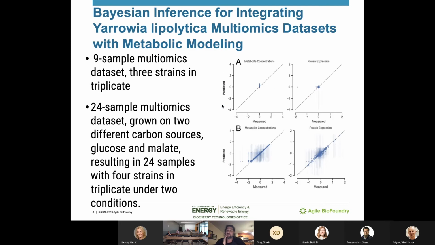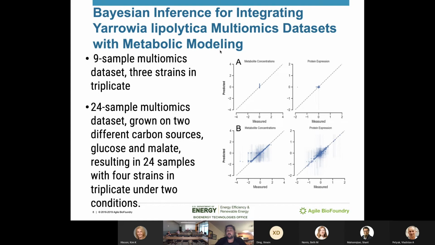The question is, what happens when we don't have so much data? This is a Bayesian inference for integrating Yarrowia multiomics data sets with metabolic modeling. We tried this with two data sets. One was a 9-sample multiomics data set, which was basically 3 strains in triplicate. The other was a 24-sample multiomics data set, grown on 2 different sources, glucose and malate, which resulted in 24 samples with 4 strains in triplicate under 2 different conditions.